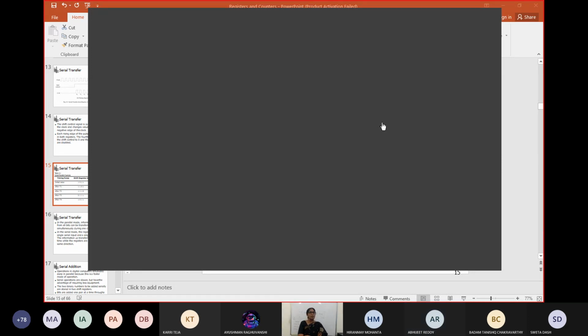So we have to have some extra circuits, isn't it? Parallel loading, parallel transferring is possible, but we require some extra connections. Don't you think so? Extra circuit, connections, so that it will transfer every piece of information in parallel, right?